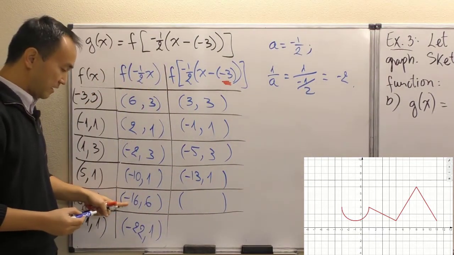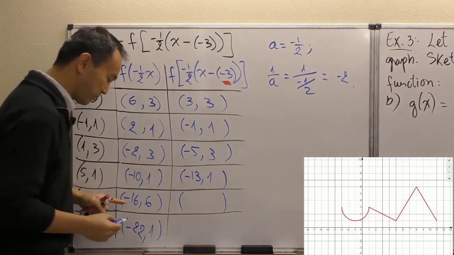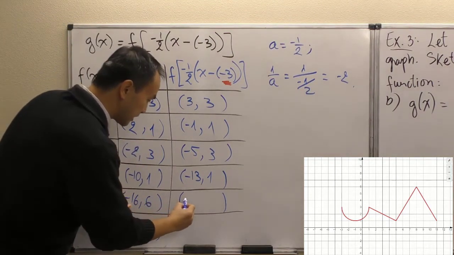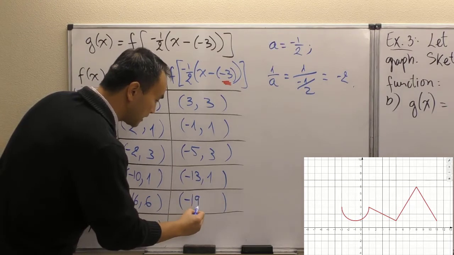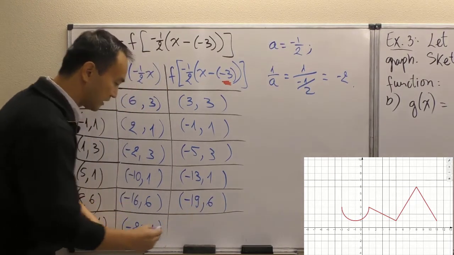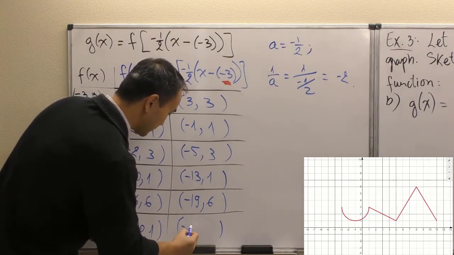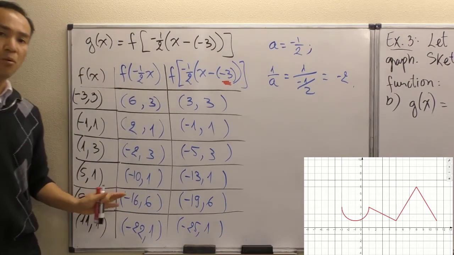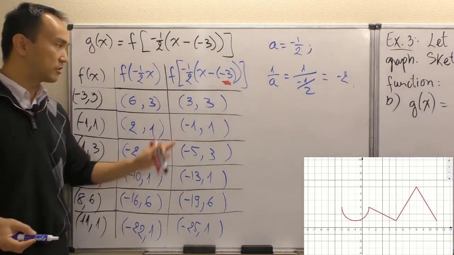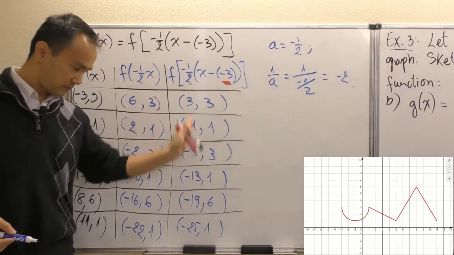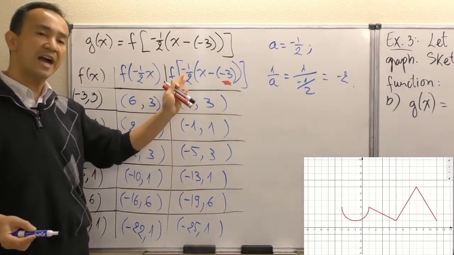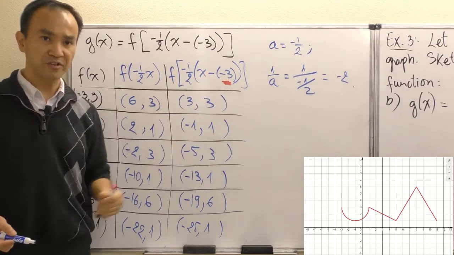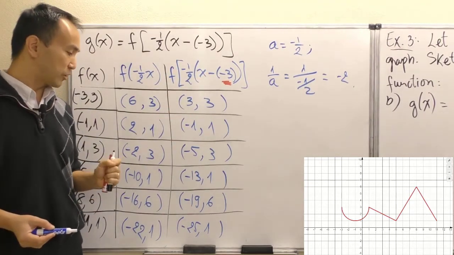So now -16, 6 is transformed into, from where this -16, it's going to become -19, 6. And then the last one here is -25, 1. But at this point, this is where we have completed our transformation. This final column right here indicates we had 2 steps of transformation.